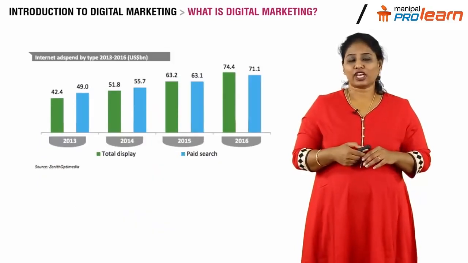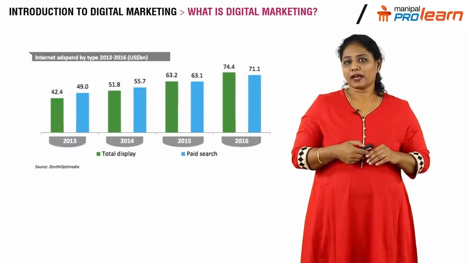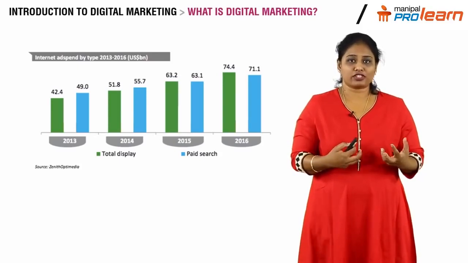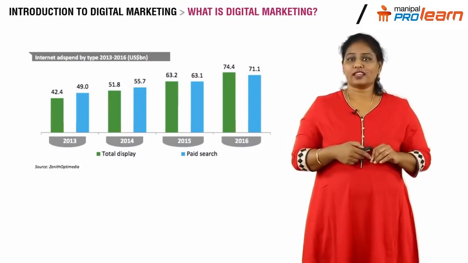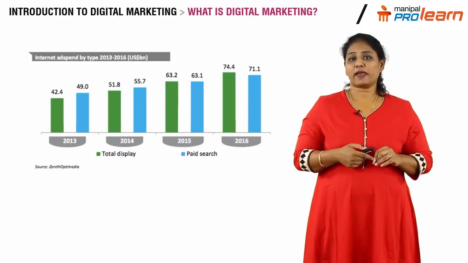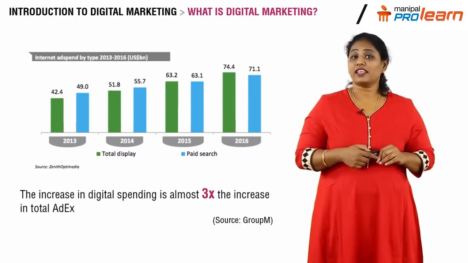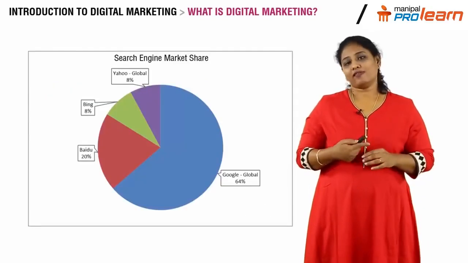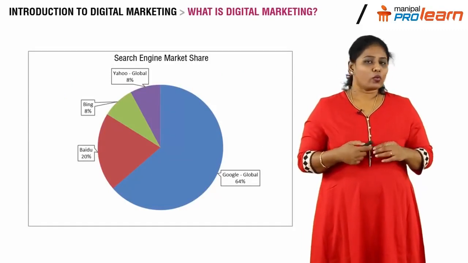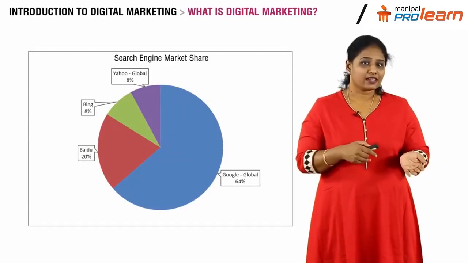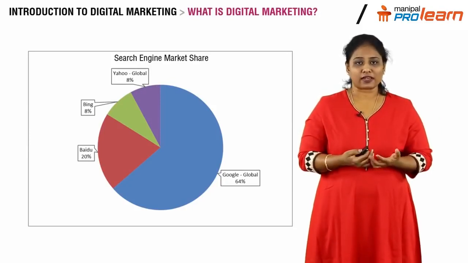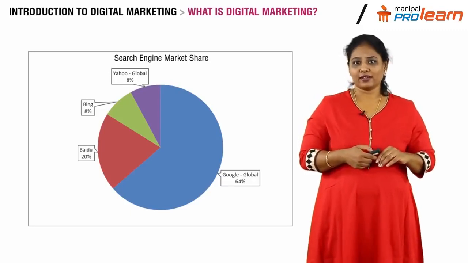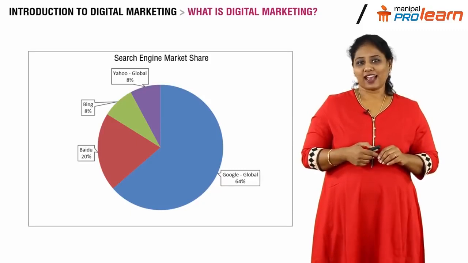And this is a result. If you see this graph, you will notice that budgets for paid search advertising and display advertising, both of which are fundamentals of digital marketing, have been increasing over the years. This year, it is estimated that there will be a spend of $126 billion. The increase in digital spend is almost 3 times the increase in the total ad expenditure for marketing. When we spoke about search advertising, where is this money being spent? This again is related to where the time is being spent. This graph shows you that the Google search engine has the largest chunk, followed by Baidu and Yahoo and Bing.